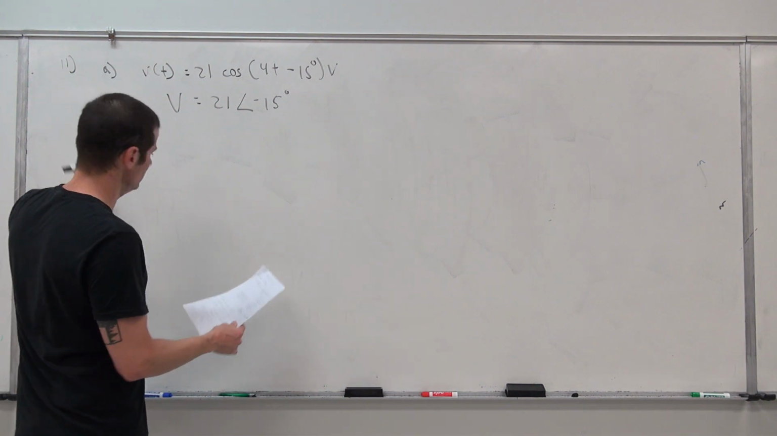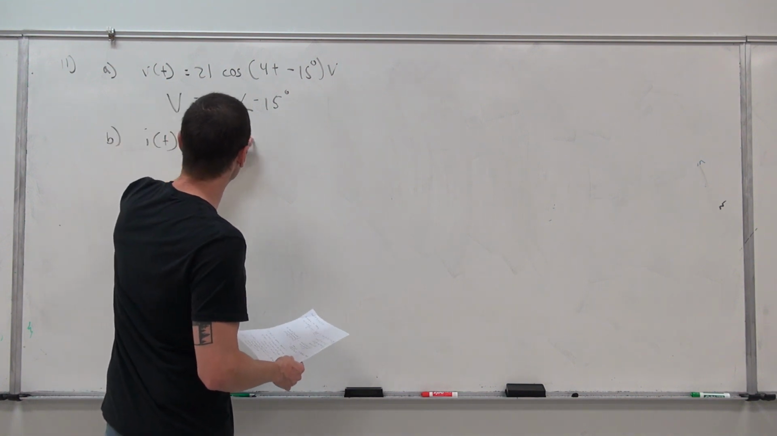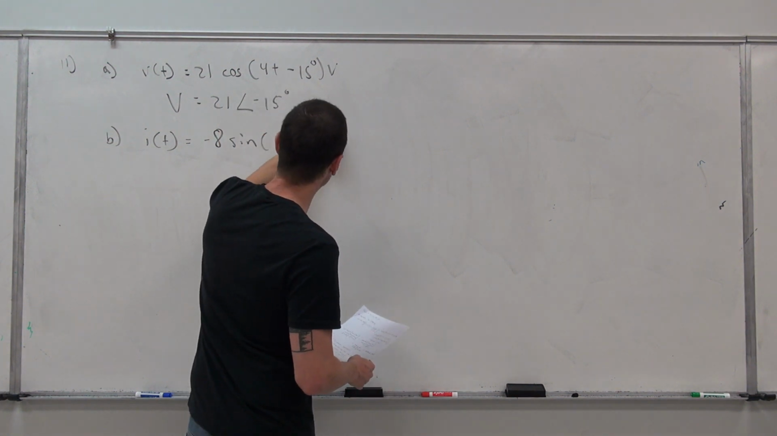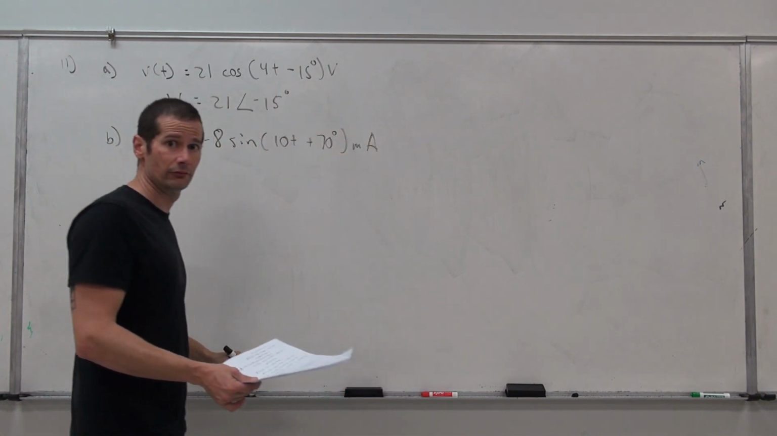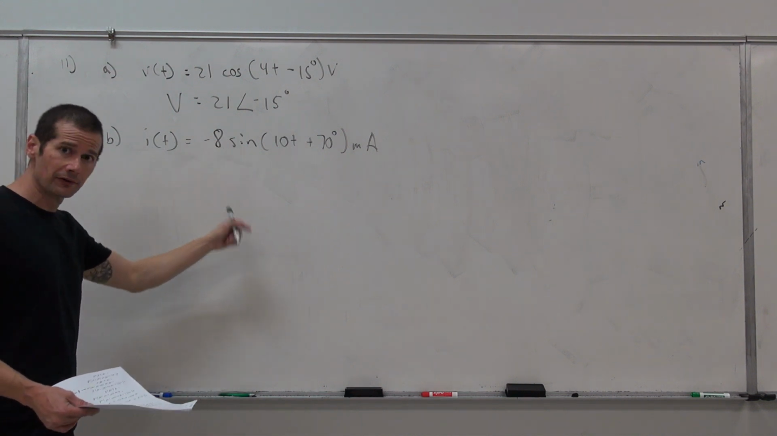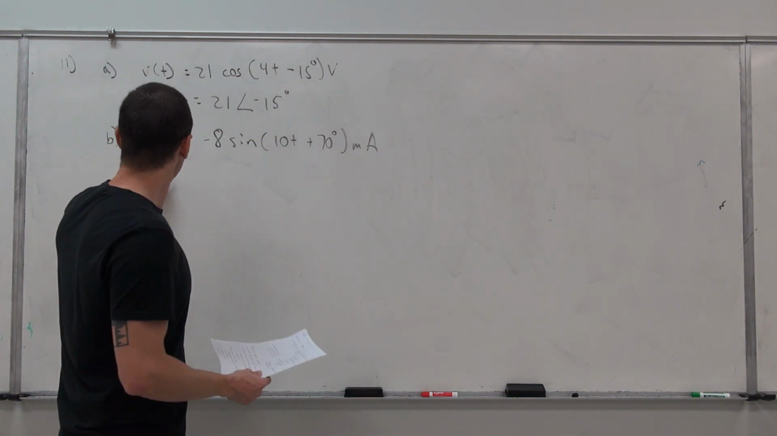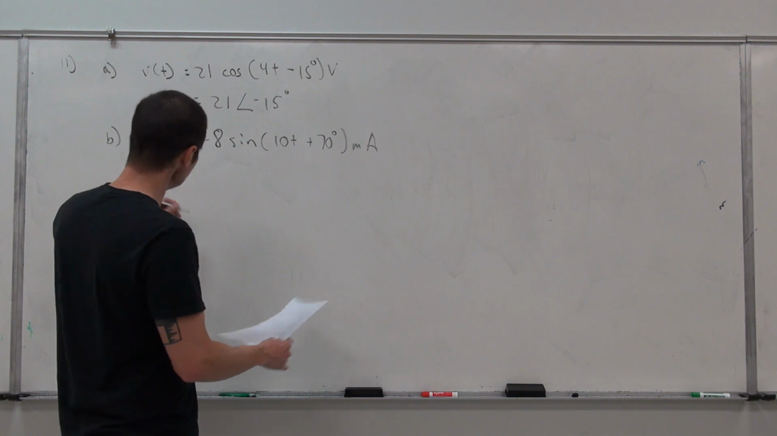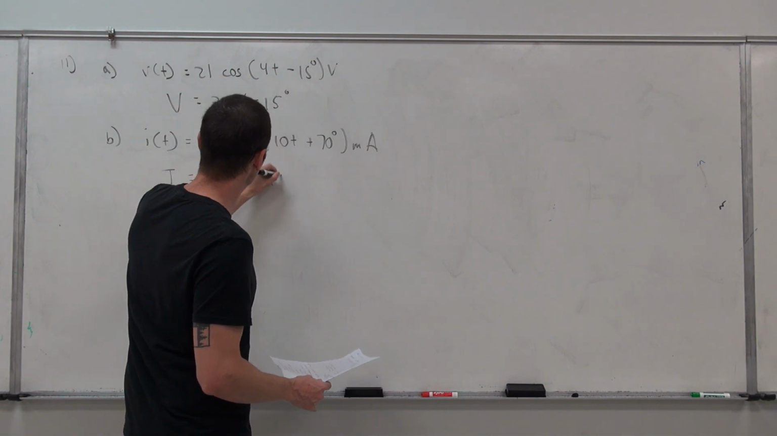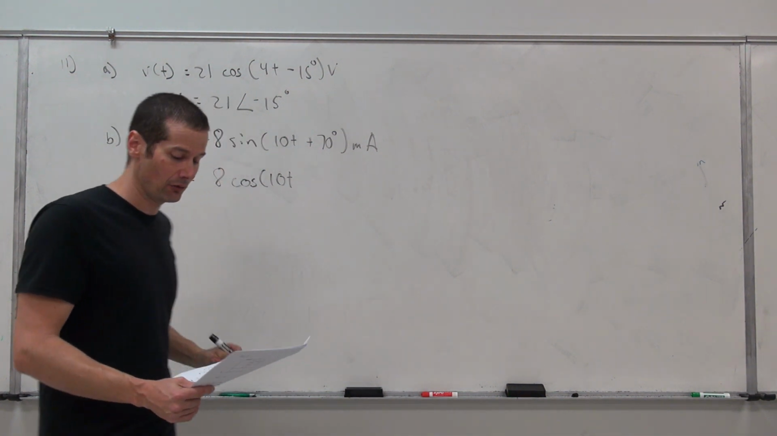So for part B, I of t is equal to negative 8 sine 10t plus 70 degrees milliamps. So when we take this and convert it into a cosine, the negative sign actually drops if we add on 90 degrees. So capital I is equal to positive 8 cosine of 10t. We actually have to convert into a cosine first before converting into its phasor equivalent.